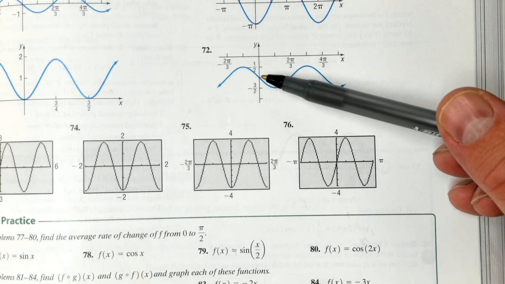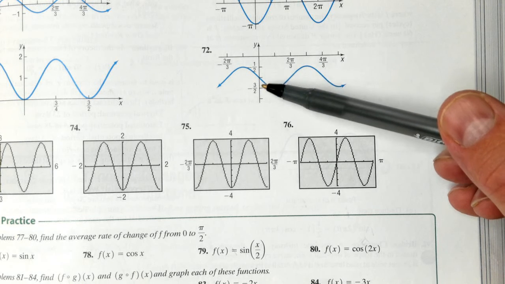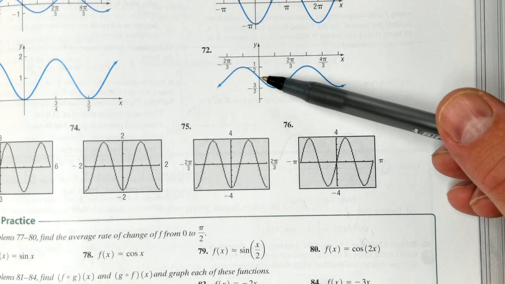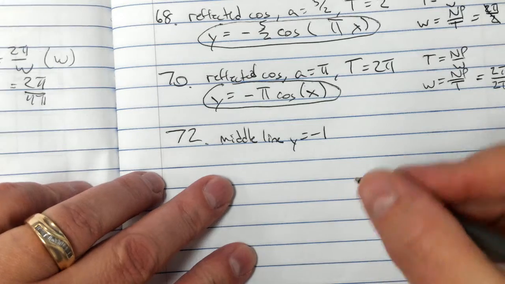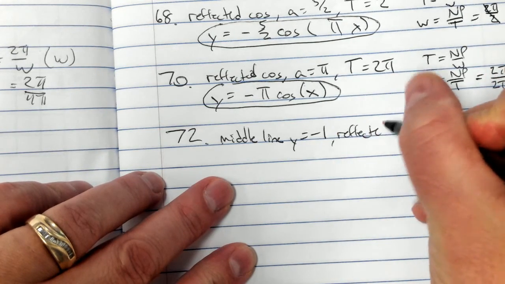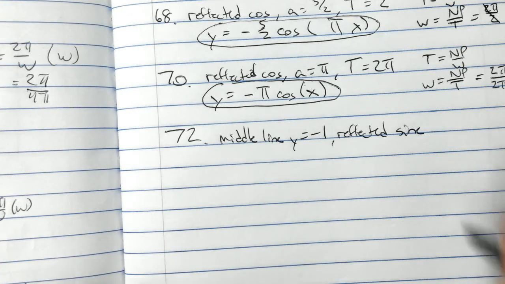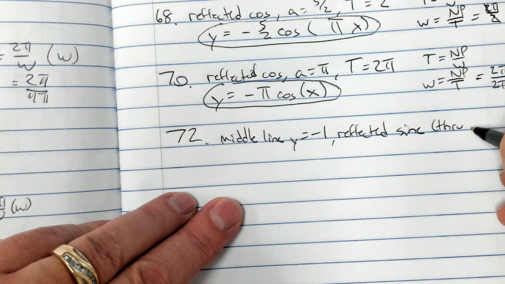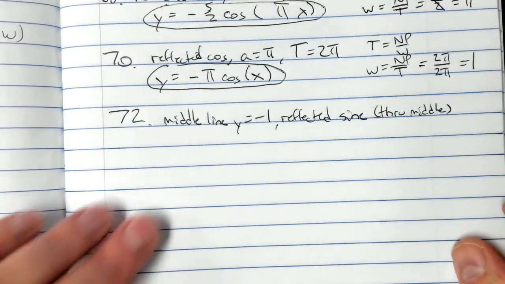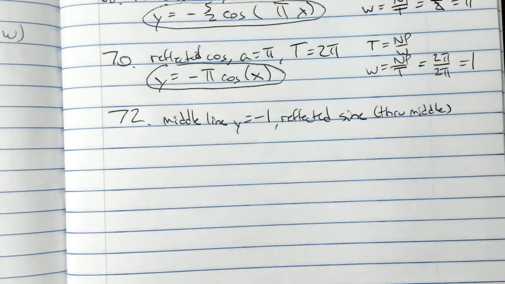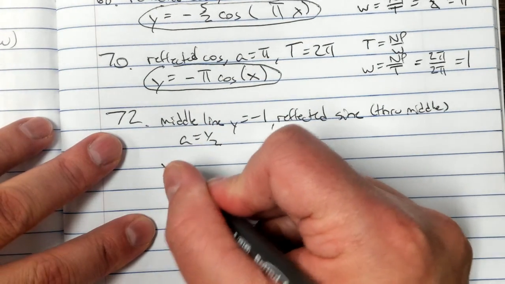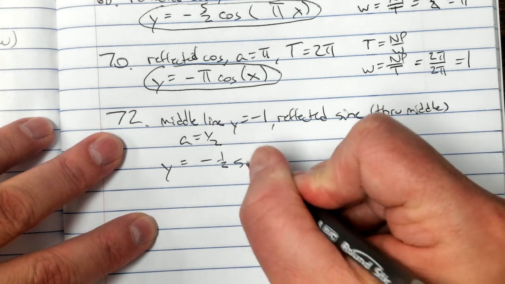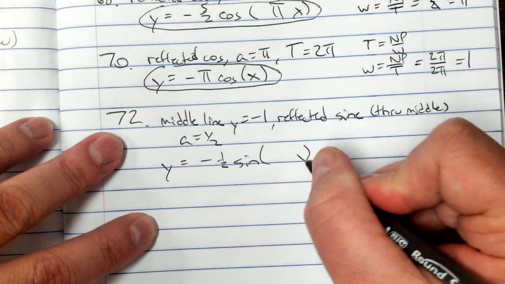So that indicates it's going to be a sine graph because it's not above or below the negative 1. And it's also reflected across the x-axis because it's going down. So we know this is a reflected sine graph because it goes through the middle. And our amplitude is a half, so that means we're going to get y equals negative 1/2 sine something x minus 1.